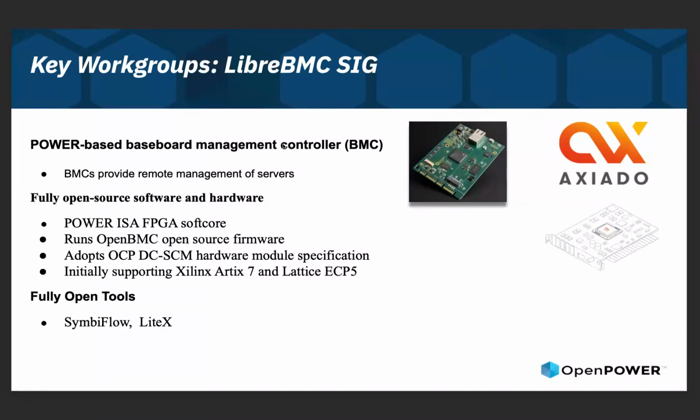Historically, they've been proprietary, they've been buggy. We're trying to solve that with a fully open stack. And so we've developed, based on the OCP standard, open standard DC-SCM, using a Power ISA softcore and an FPGA, that runs OpenBMC software. We also have a variety of different FPGA vendors that we can actually use for this. And we're using fully open source tools, which is critical in developing open IP.